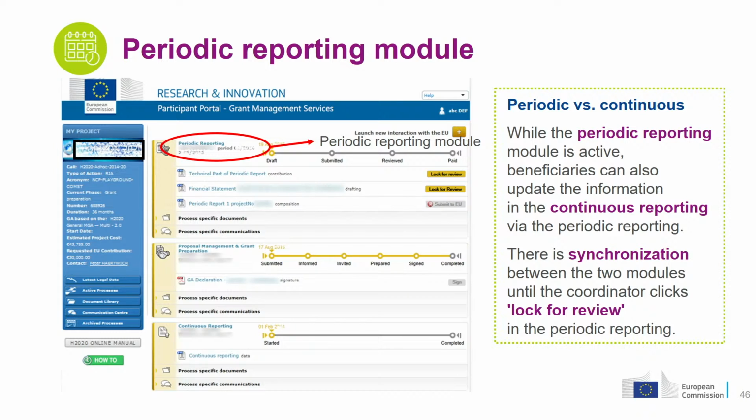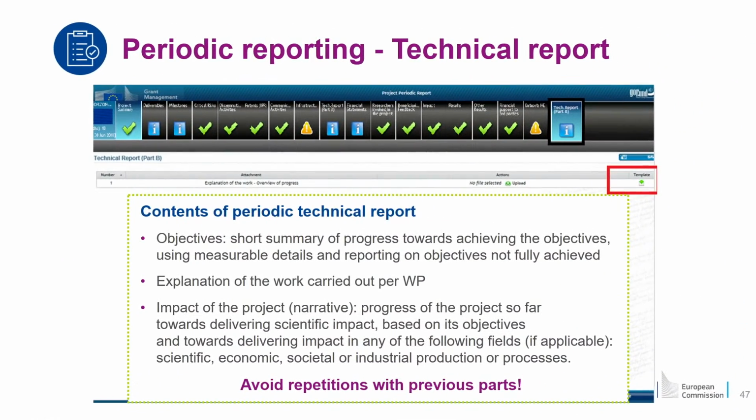What is the difference? At some point, when you press the button to submit the periodic report, the data, for example, on the publications for the periodic reporting, for this period, they will freeze. So you can still update them in the continuous reporting, but not once the periodic report is submitted. It is a snapshot of what has been delivered so far.